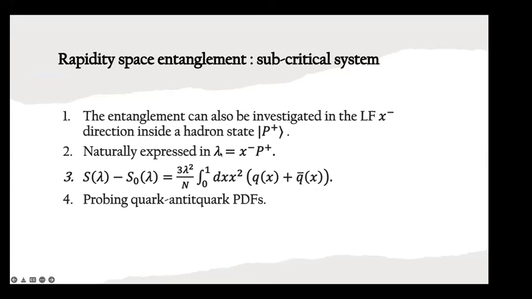First, the leading term in terms of this lambda is proportional to lambda square. Second, it is suppressed by the total size of the system, the total volume, this N equals P plus times L minus. So it's proportional to the size of the volume. The third is that there is a coefficient that is actually the second moment of the quark and anti-quark PDFs that comes in here. So therefore, if you investigate this light-front entanglement in the light-front spatial coordinate, it can probe the second moment of quark and anti-quark PDFs. And this is a nice result.